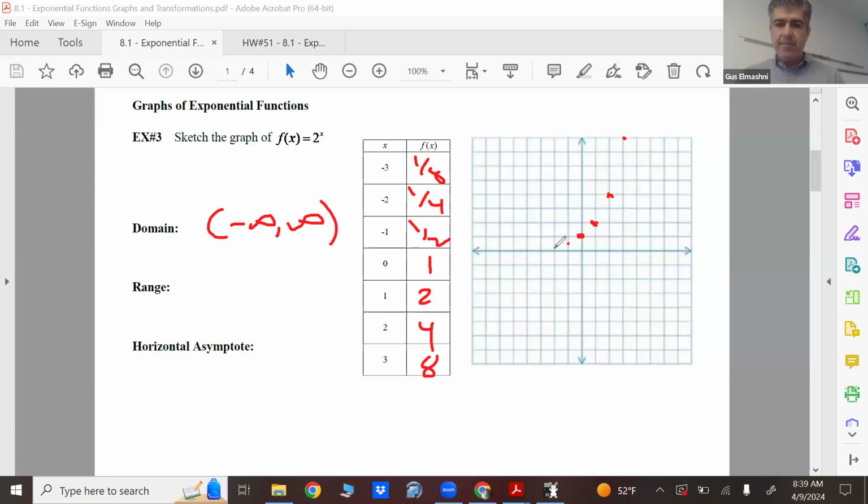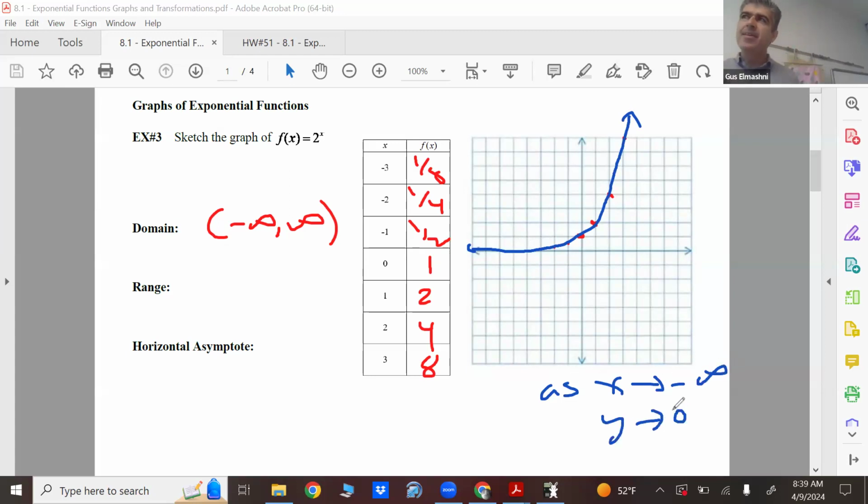You have 1/2, 1/4. It's awfully hard to draw like 1/8. But what do you think is going to happen as x gets more negative? As x approaches negative infinity, what do you think y is approaching? Exactly, right. Now, does y become 0 exactly? No, and why?